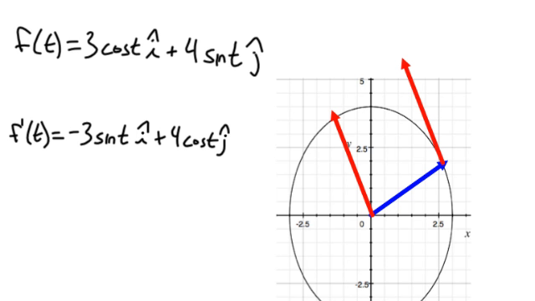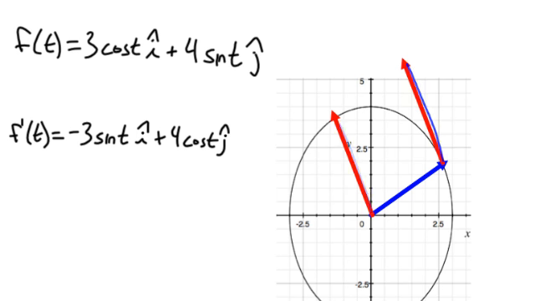Here was the example we had. f of t is equal to 3 cosine t in the i direction, and then 4 sine t in the j direction. And then the derivative was negative 3 sine t in the i direction and 4 cosine t in the j direction. And we found out that this vector right here, which we translated out to the end, is the tangent vector. But the question is, what does the length of it represent?